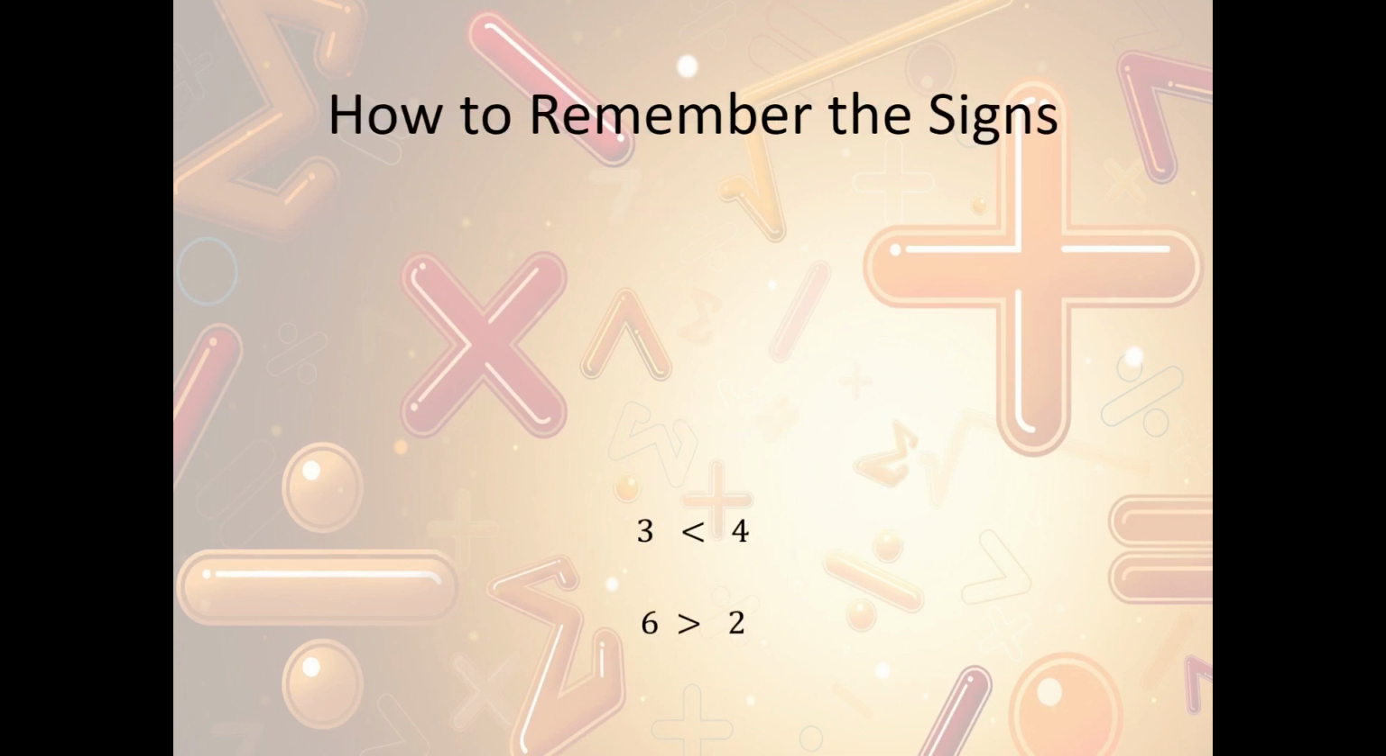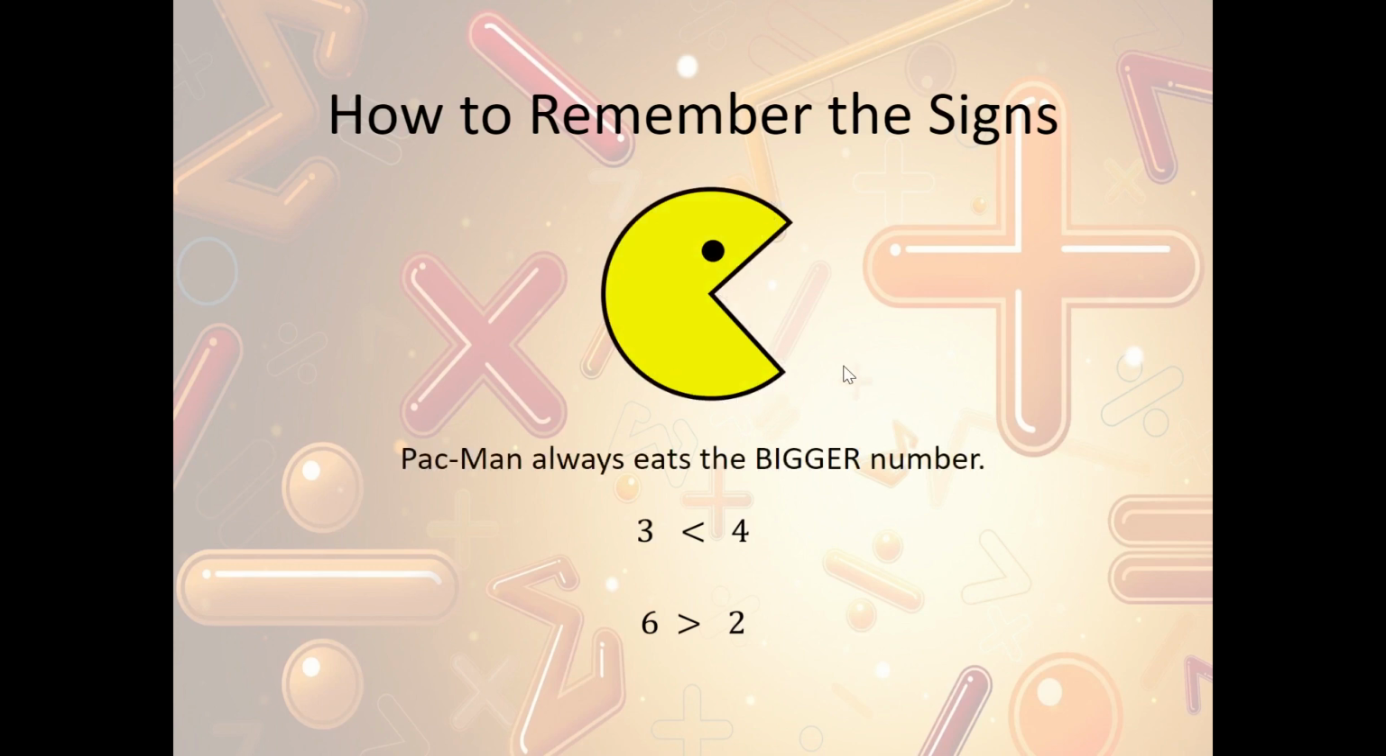Now how can we remember the signs? The easiest way I remember the signs is Pac-Man. So we have Pac-Man here, and Pac-Man's rule is Pac-Man always eats the bigger number. So if you notice, Pac-Man's mouth forms that arrow shape that we just talked about. So it forms the symbol.